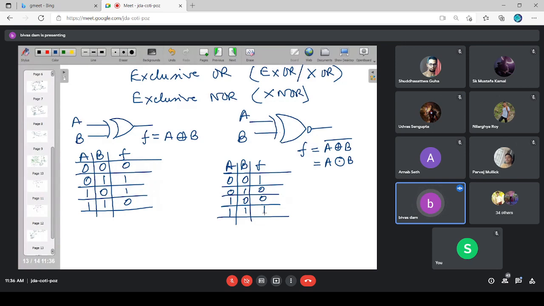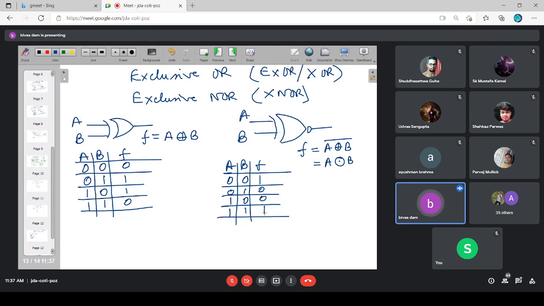See here, in the XOR, the output is true whenever the inputs are different. Whenever the inputs are different, then only the output is true in the case of XOR. Whereas in the case of XNOR, under which conditions is the output becoming true? When both inputs are the same, identical.